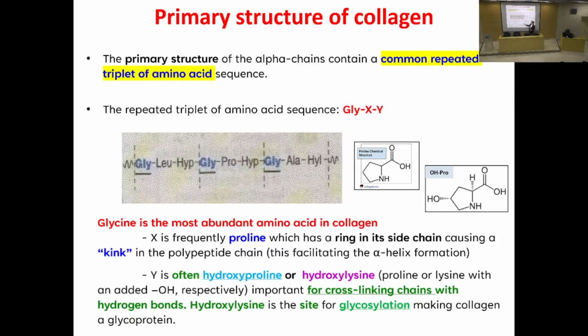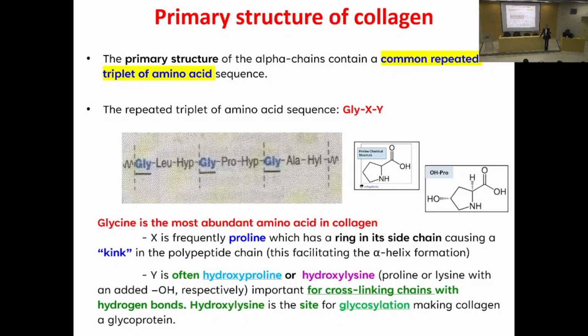And this hydroxylysine is very important because it's where we're going to add the sugar. We call it the site of glycosylation, where we add glucose or galactose to make collagen a glycoprotein. Is it clear? Do you have any questions?